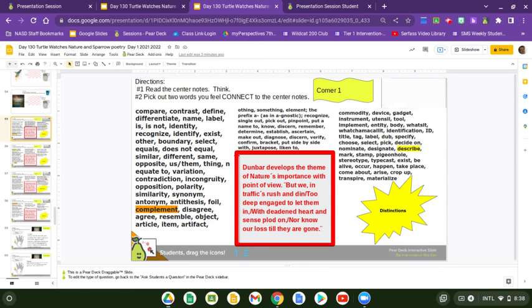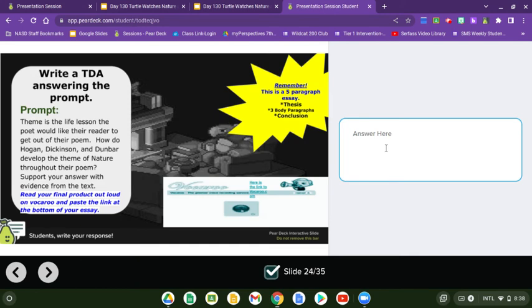So let's see, we've got the word complement and describe. Let's go ahead and enter them there. Complement, describe. Okay, so a good opening idea, since the prompt is asking us how do the poets develop the theme of nature throughout their poem, is to realize these poems are together for a reason. They each complement each other.